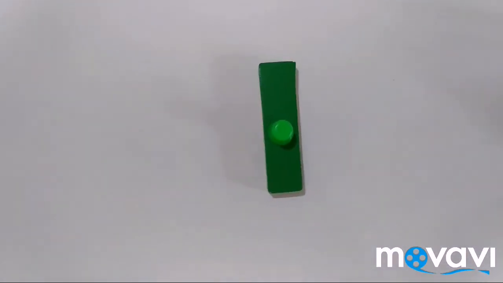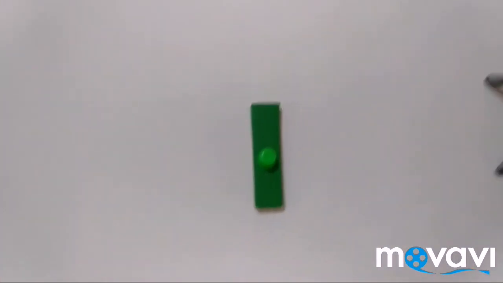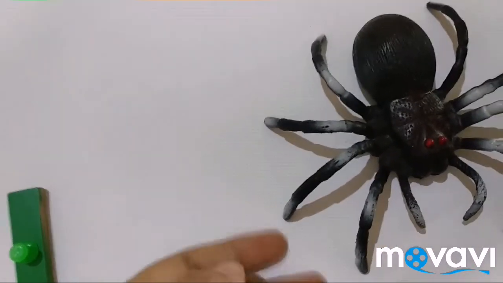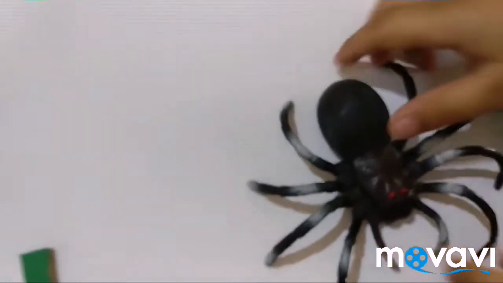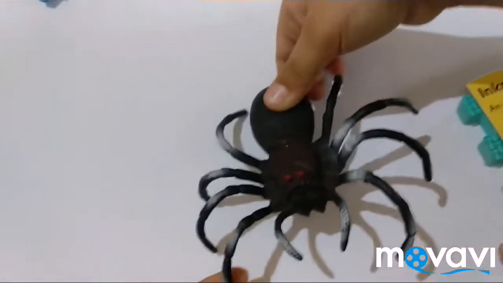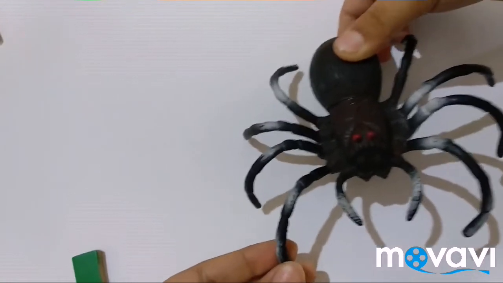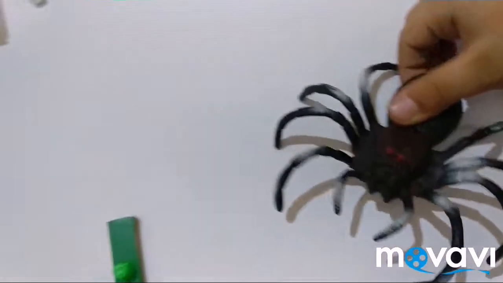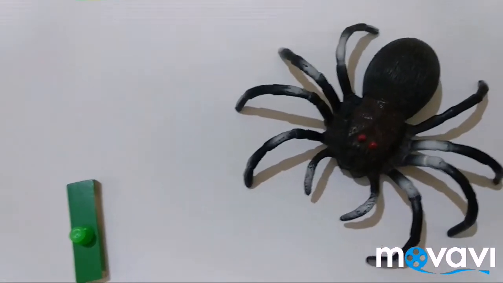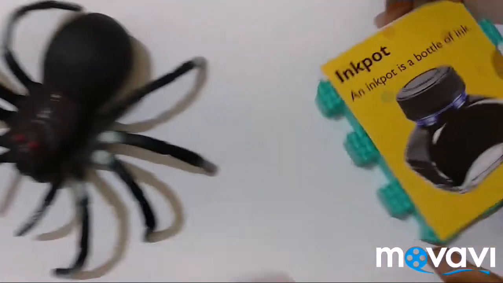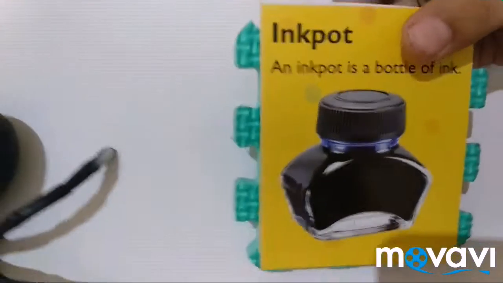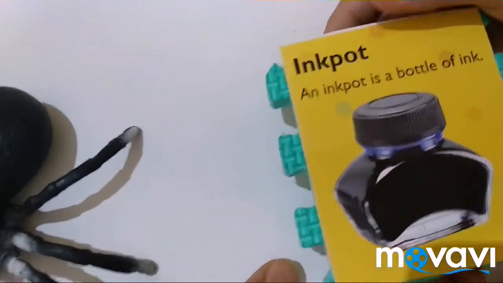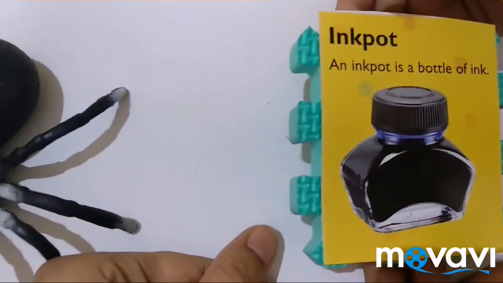Now this is I. I says I. Say the sound. I. Okay. Now I for insect. Insect. Okay, this is insect. Can you tell which insect this is? Spider. Oh, it's a very dangerous insect. But it is an insect, so it starts with the sound I. And the next is ink pot. You know what an ink pot is? We put this ink in some pens and then they start working.